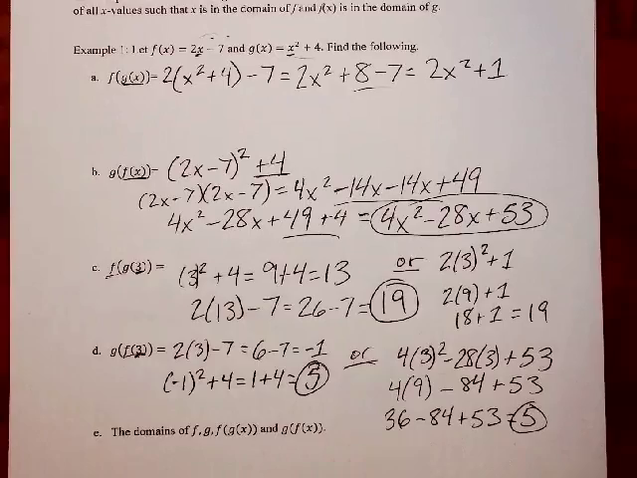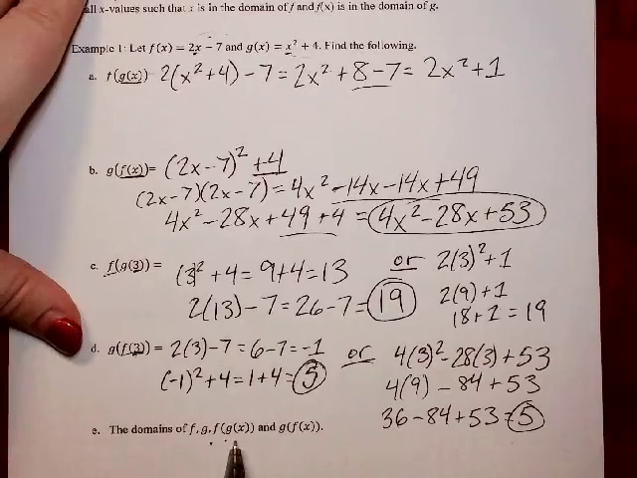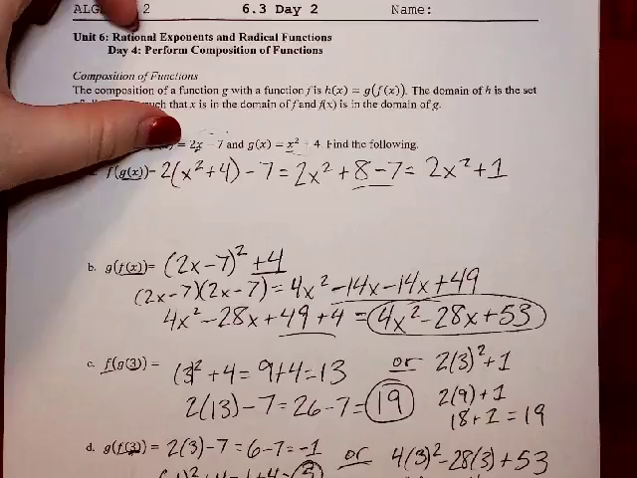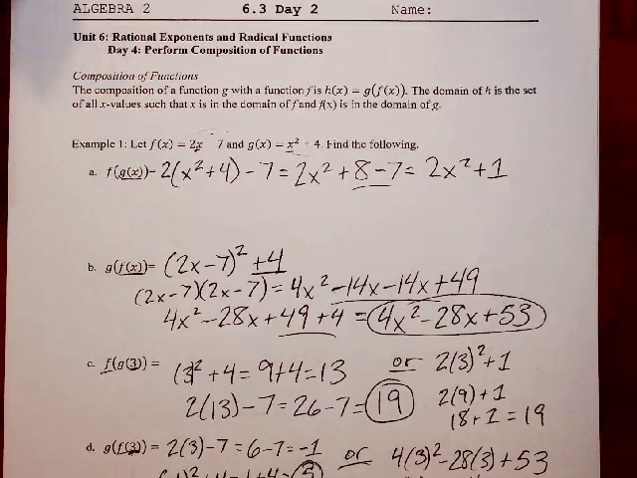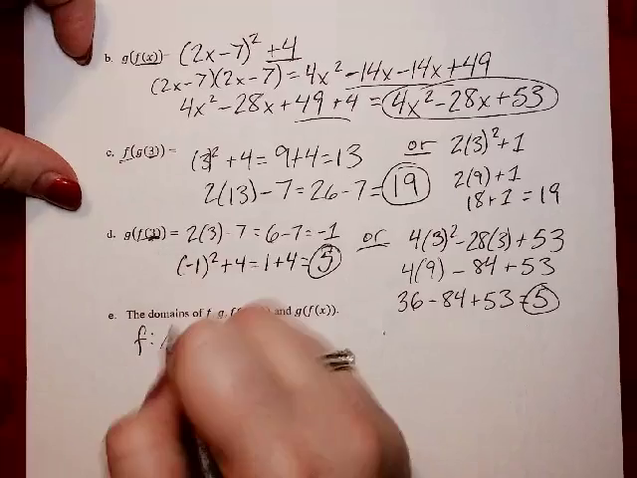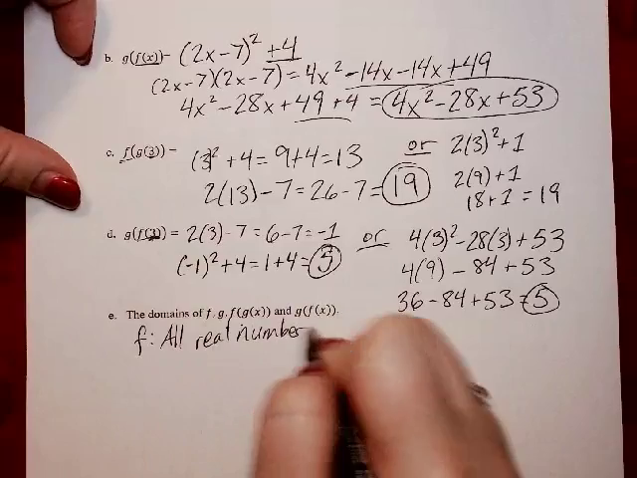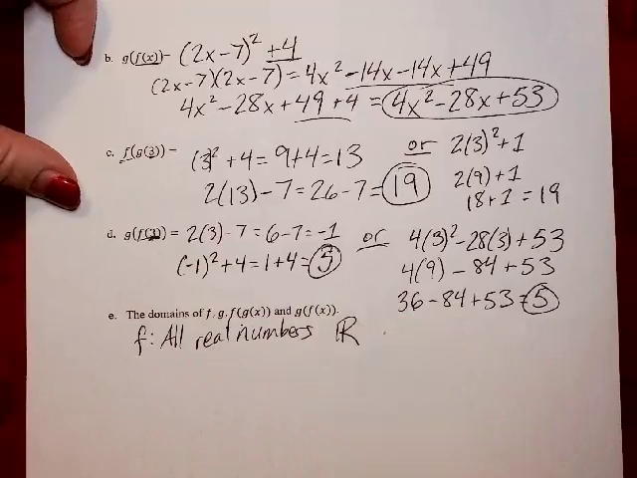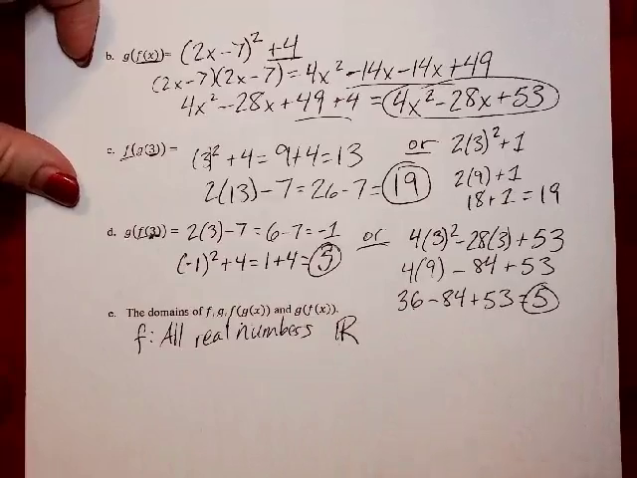Okay, now we are going to find the domain of f, then g, then f of g of x, and then g of f of x. So the domain of f, if we look at f, which is 2x minus 7, we could plug a fraction in there, we could plug a negative in there, we can plug 0 in there. So for f, it's all real numbers, which in math shorthand is an R like this with 2 vertical lines, kind of like the paragraph symbol, but an R instead of a P.